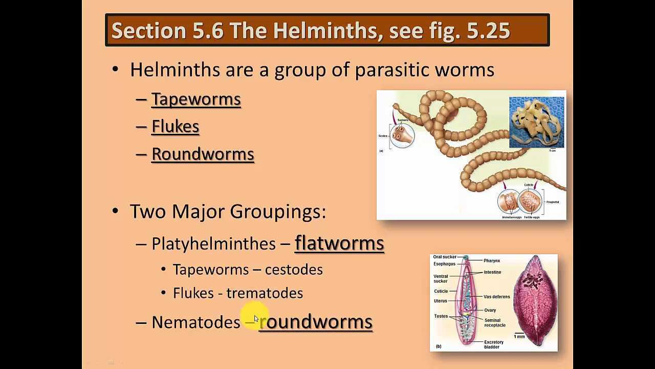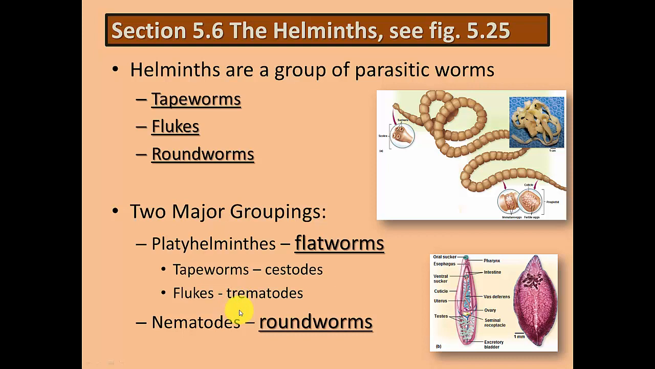So what I want you to know are what are the three types, and what are the two major groupings, and what are the different types of groupings being recognized: platyhelminths or flatworms, nematodes or roundworms. I won't make you spell those, but just be able to recognize them in a multiple choice. So here we see examples of some of the flatworms.